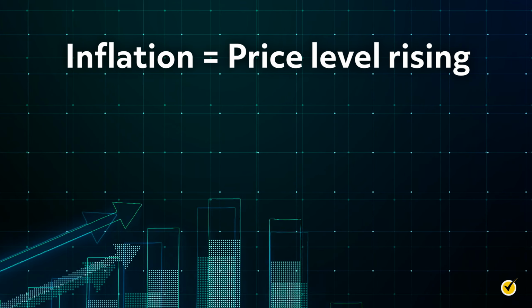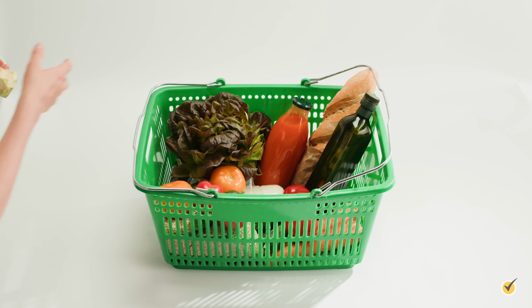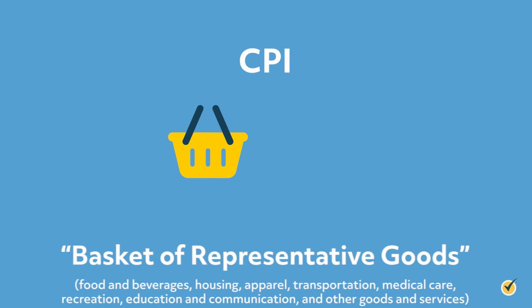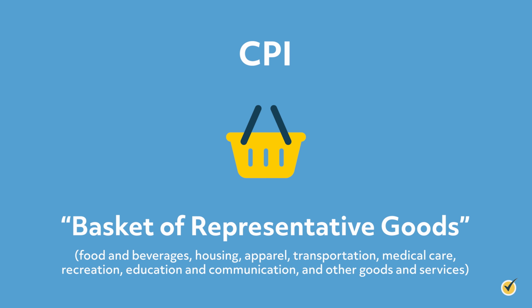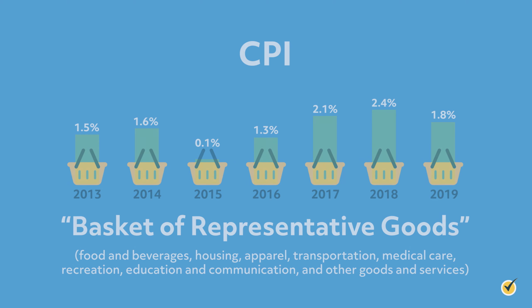Inflation is said to occur when the price level rises. Economists measure inflation by analyzing how the prices of a basket of goods changes each year. The most common measure of inflation in the U.S. is the Consumer Price Index, or CPI, which uses a basket of representative consumer goods to estimate price level changes for consumers. Economists compare inflation numbers to understand how the price level is changing.